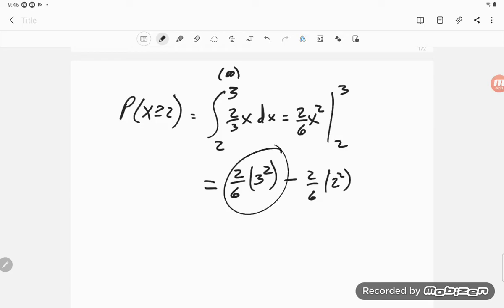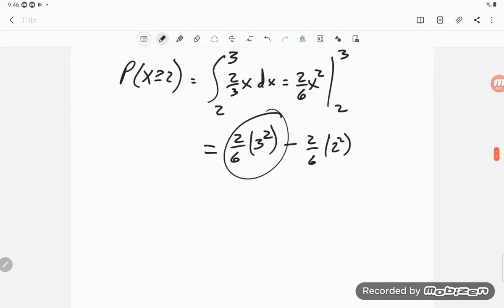Okay, but look, I know that's wrong. Now, how do I know that's wrong? Well, because I get 1/3 times 9, but that's equal to 3. Well, if this 2 had been a 0 or something, I'd have gotten a probability of 3. That's wrong.